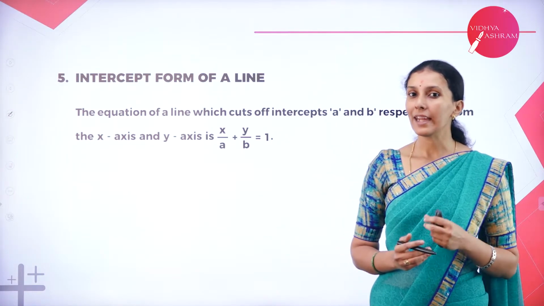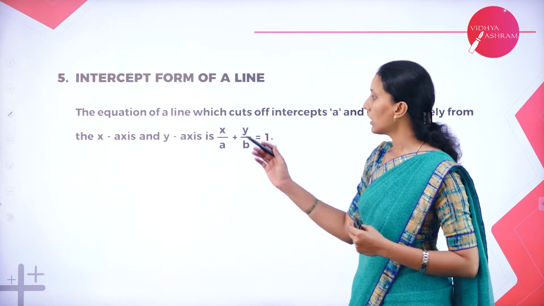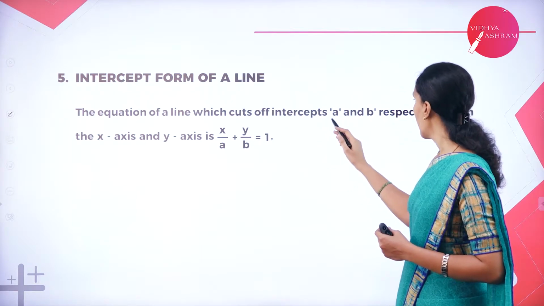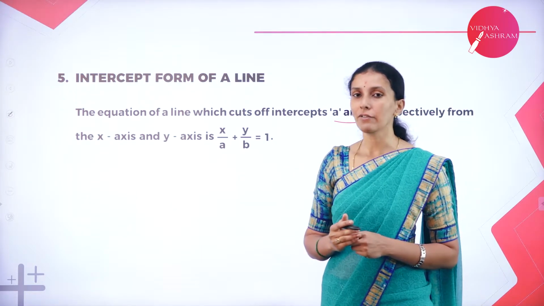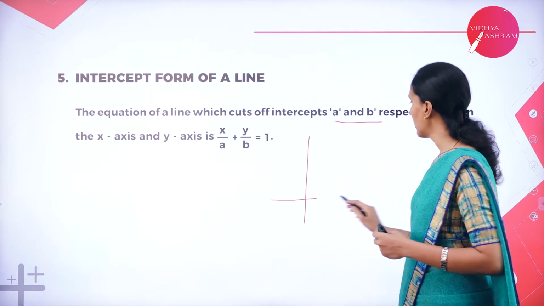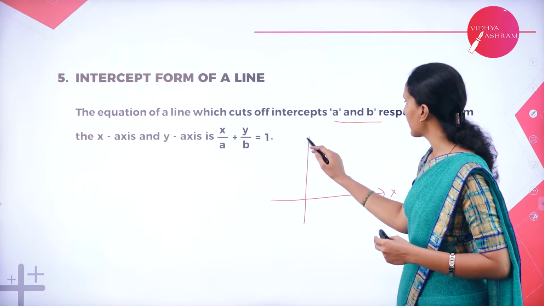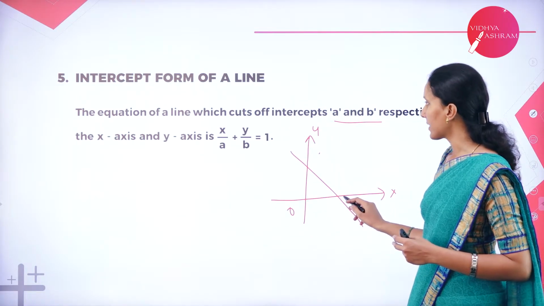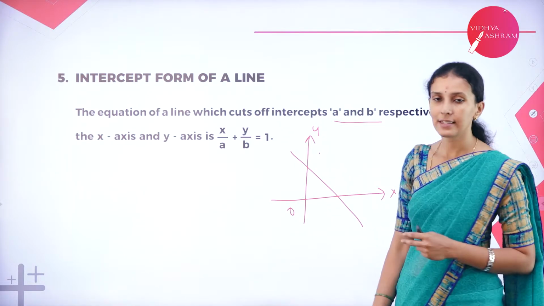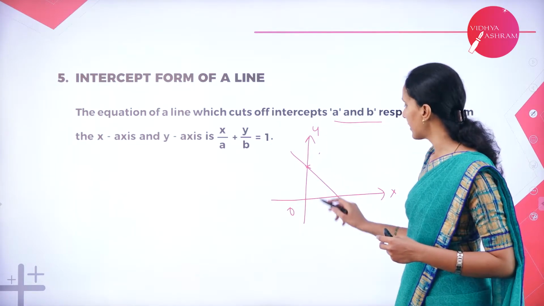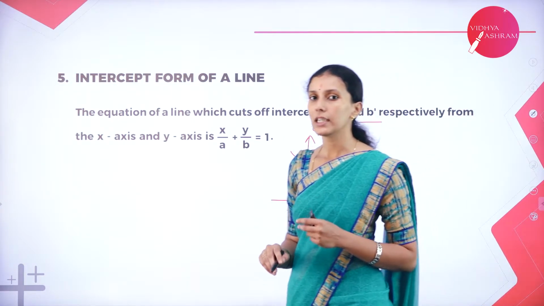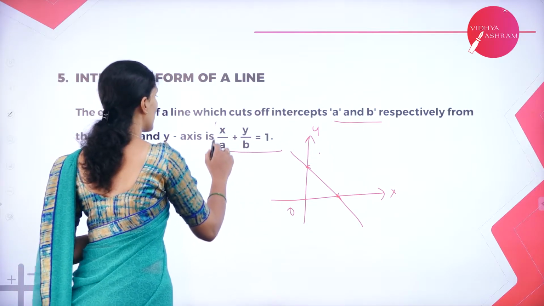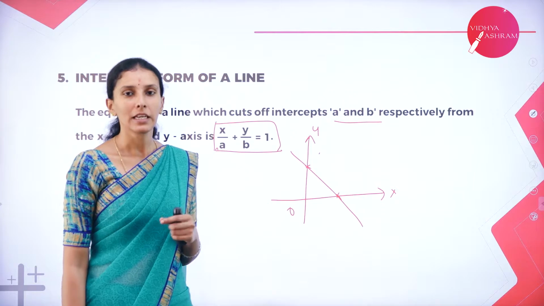Now, what do you mean by intercept form of an equation? So here it is, the equation of a line which cuts off intercepts a and b respectively from the x-axis and y-axis. Suppose you have a x-axis and y-axis with origin O. If a straight line cuts x-axis at a distance a and y-axis at a distance b, that is, they are called as intercepts. So when those intercepts are given, the equation of a straight line can be written in the form of x by a plus y by b is equal to 1.